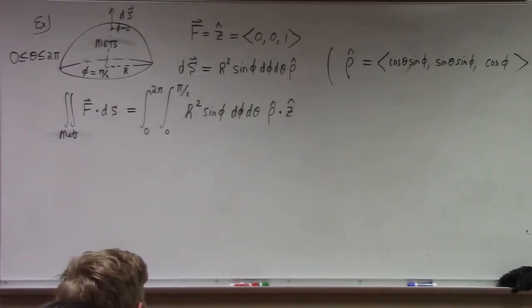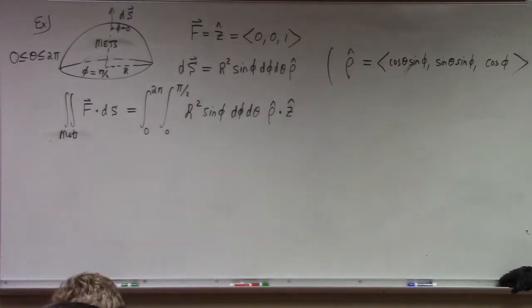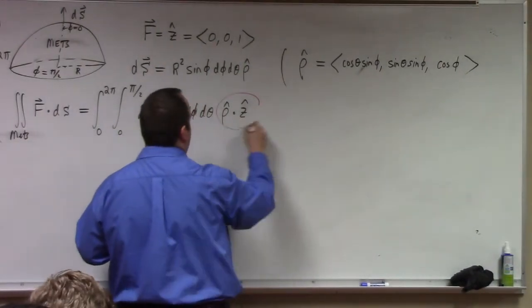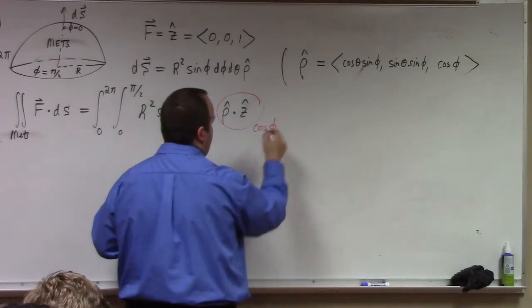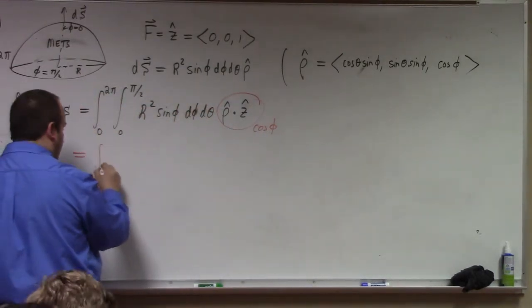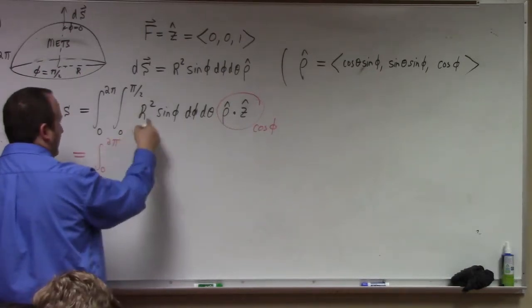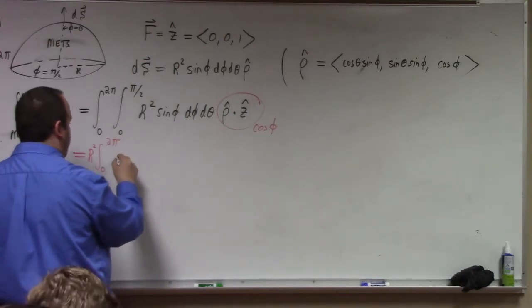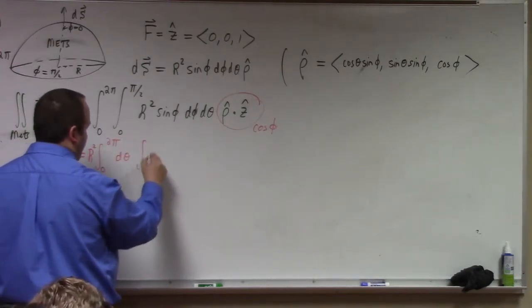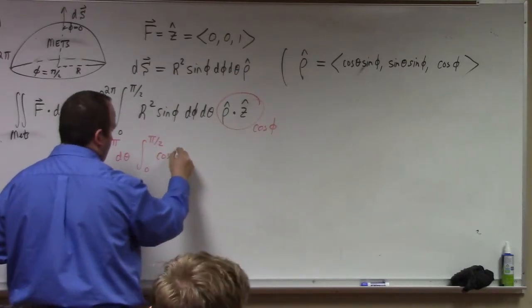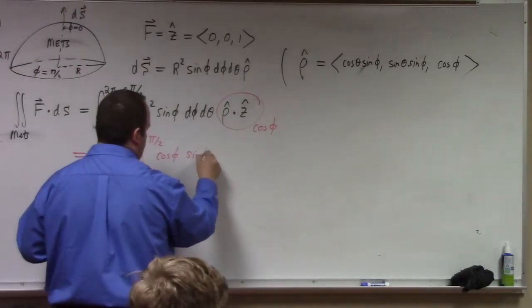So when we look at rho hat dot z hat, what is that actually? This is nothing more than cosine of phi. And so the integral we actually face here is the integral from 0 to 2 pi. First of all, I can pull the r squared out. Then I've got the integral from 0 to 2 pi of d theta, integral from 0 to pi over 2. Looks like we've got a cosine phi sine phi d phi.